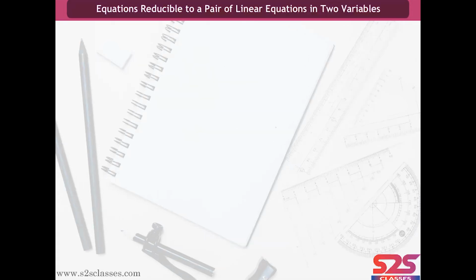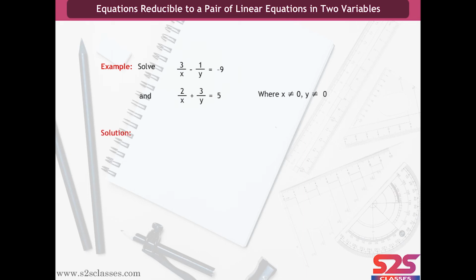Equations reducible to a pair of linear equations in two variables. Let us understand it with the help of an example. Example. Solve 3 by x minus 1 by 9 is equal to minus 9 and 2 by x plus 3 by y is equal to 5, where x and y is not equal to 0.